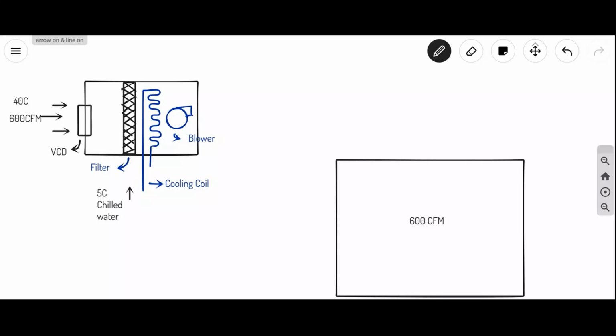Because 5 degrees centigrade we can call the dew point temperature. 5 degrees centigrade is a dew point temperature. How much it should be, we basically calculate. So now we have taken 5 degrees centigrade for cooling and dehumidification. After cooling and dehumidification, it will become comfort air. It becomes the comfort air.